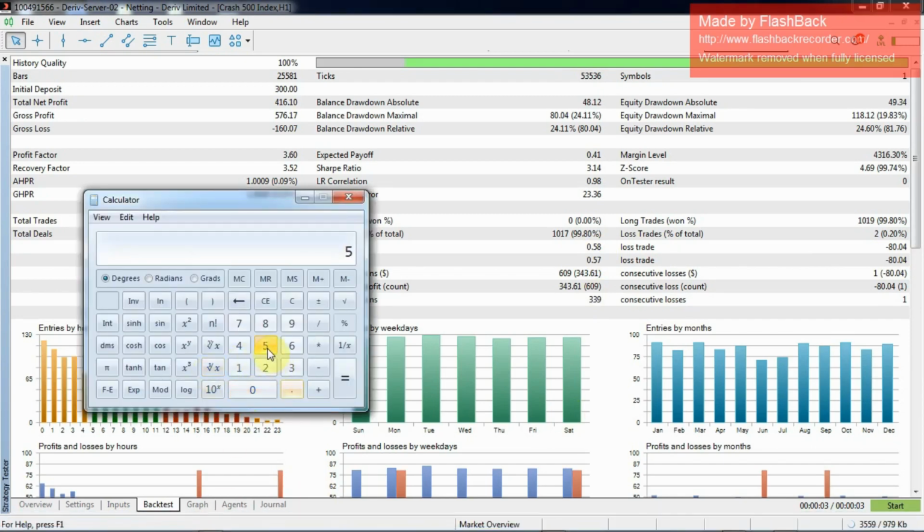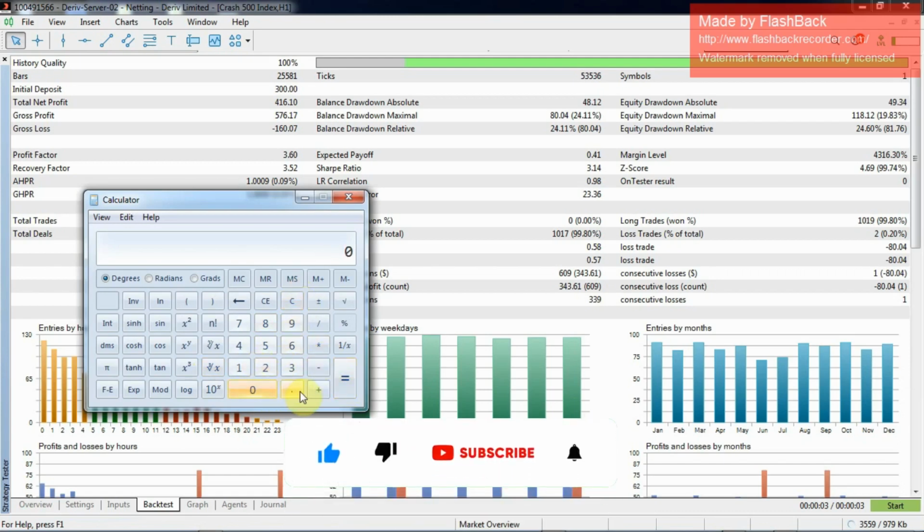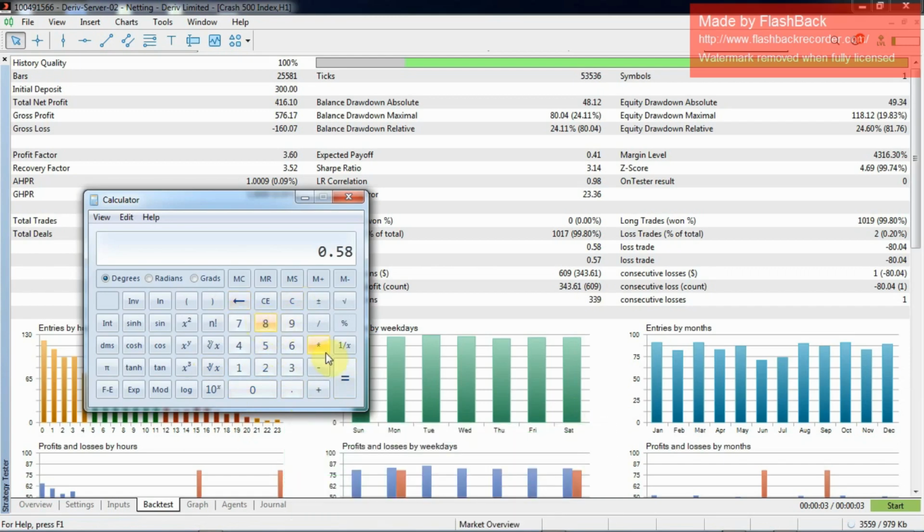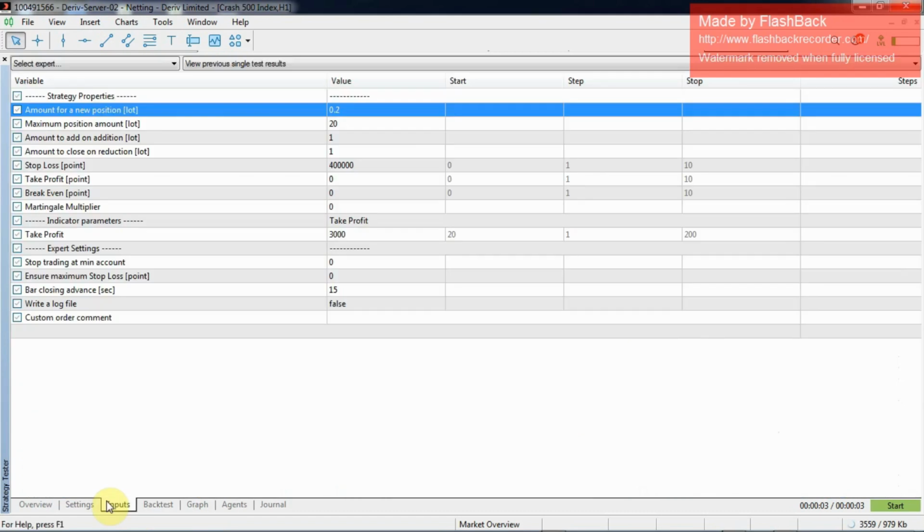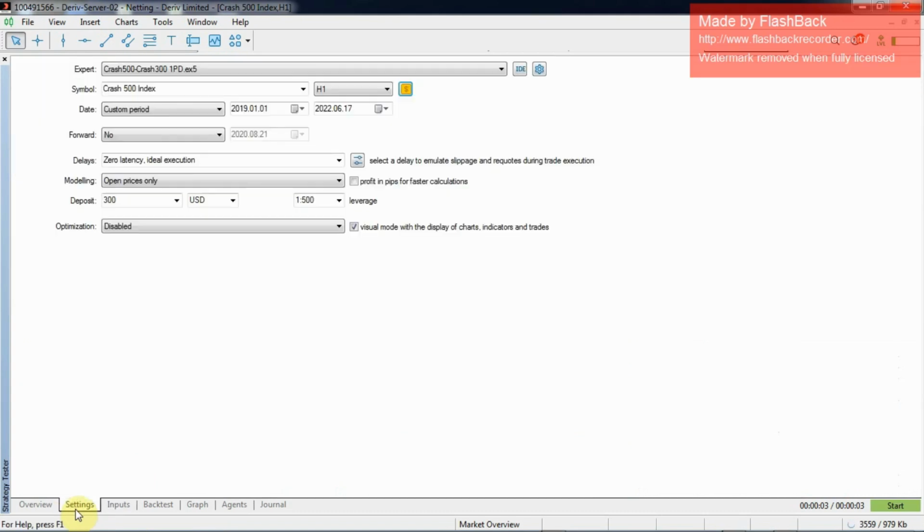So 0.58 by 30 days, that's 17.4. This guy would give 17.4 in a month. But then if you have a bigger account, you can trade all these. There is a risk again which comes with trading all of them. So when you're using 0.2, you get 17.4 on this guy.